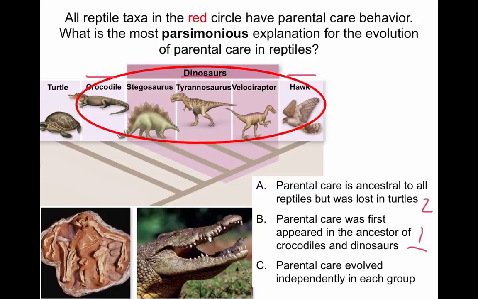And the third option tells us parental care evolved independently in each group. So that would mean it evolved once here in crocodiles, once here in stegosaurs, once in tyrannosaurs, once in velociraptors, and once in birds. So that would be a total of 5 times. Here in these numbers, you can quickly see that the most parsimonious of all these options would be option B, because it requires the fewest steps. In this example, parental care evolved here in the ancestor of crocodiles, dinosaurs, and birds, and all of those groups inherited from that same ancestor who originally had that trait.